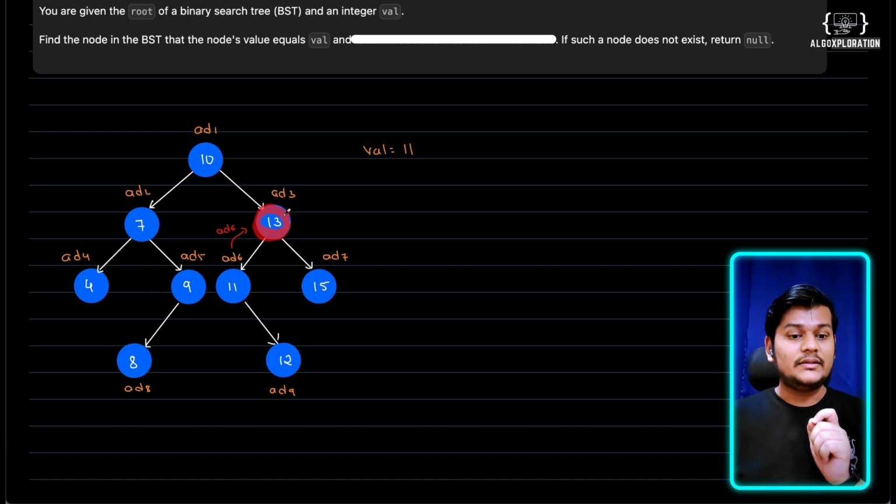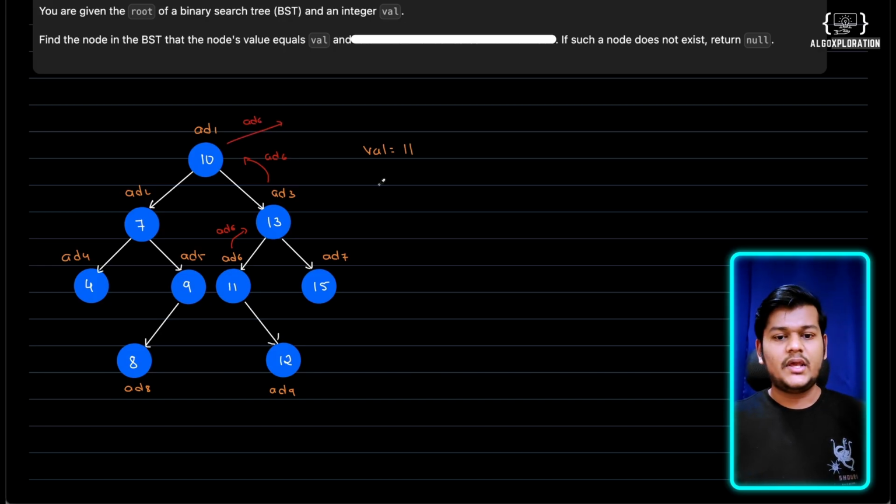Now this node will return 86 to its parent, which is 10. So this will return 86. And now this 10 will return 86 to the main function, stating that we have found that node and the value is present at address 6. So I believe that you got it.